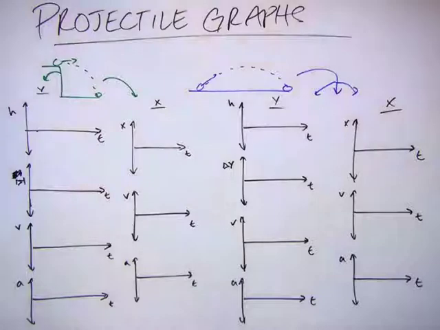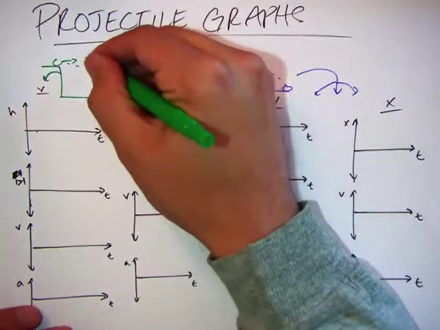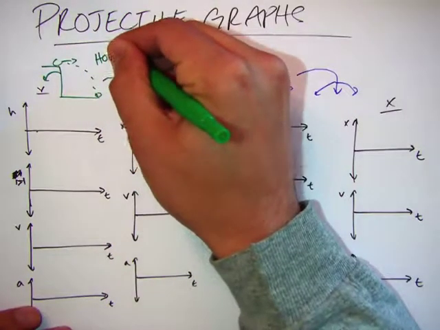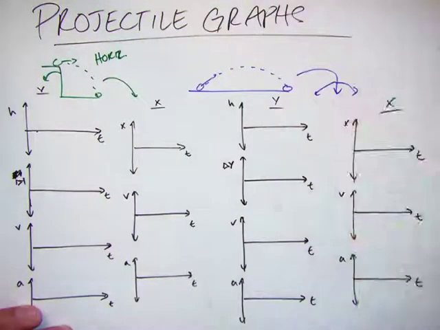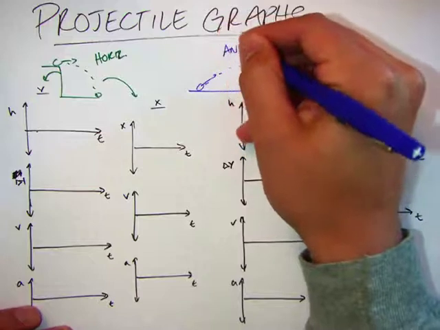Okay, in this video we're going to try to understand the graphs of projectile motion. So when I look at graphing projectile motion, I want to look at how in the y and the x direction the position, velocity, and acceleration vary with time. So let's start with a horizontal projectile, and then let's look at an angled projectile as well.